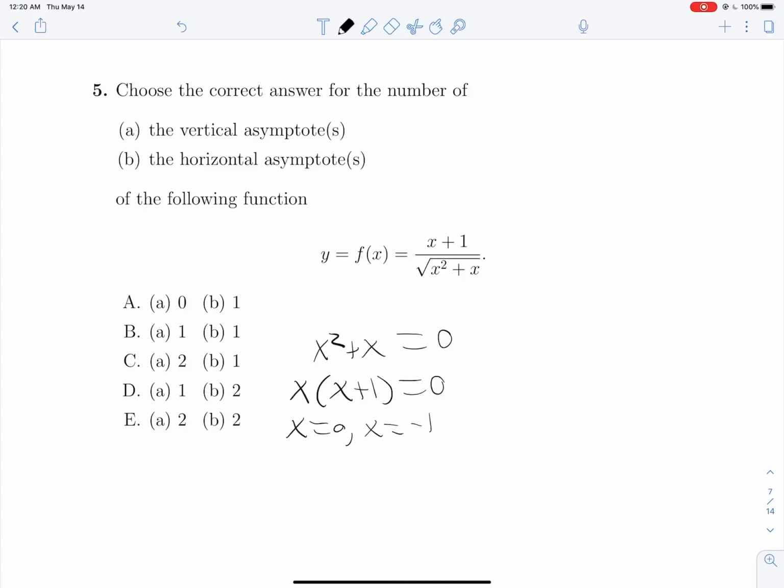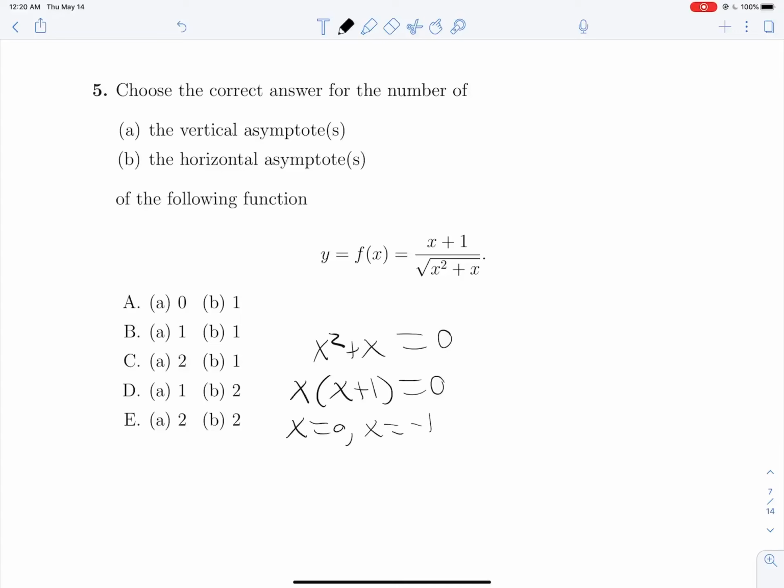Let's plug in -infinity. We get -infinity over the absolute value of -infinity. This gives us -infinity over infinity, which is -1. But what about this limit here as x approaches infinity? That will just give us infinity over the absolute value of infinity, which is 1.